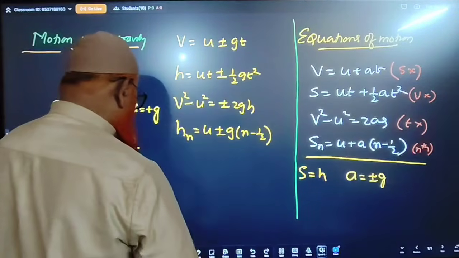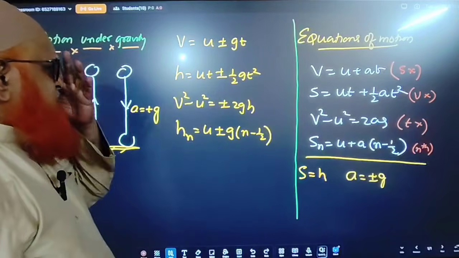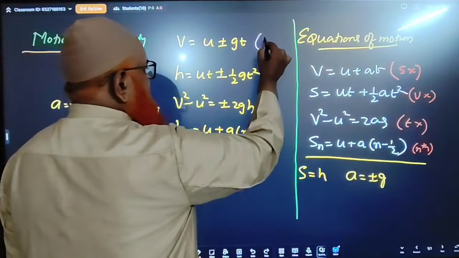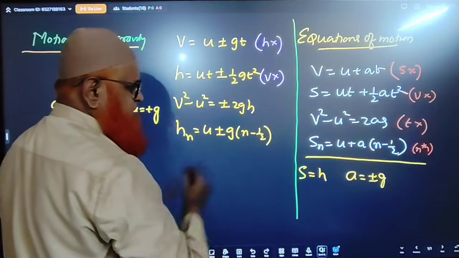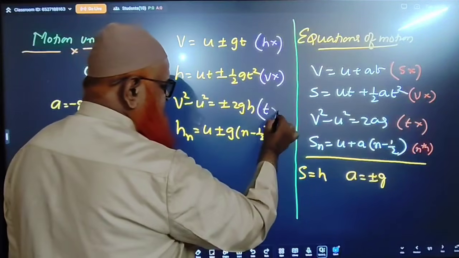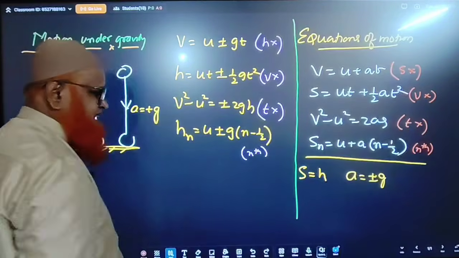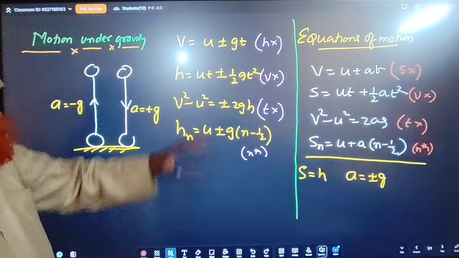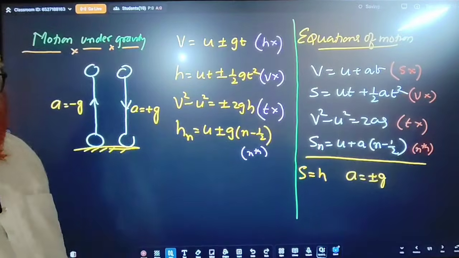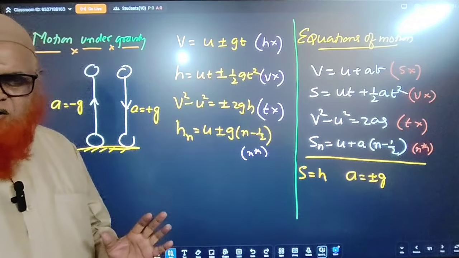Okay, so what is the speciality of each and every formula? We'll discuss that. The first formula does not discuss height. The second formula does not discuss final velocity. The third formula does not discuss time. And this is the formula for nth second. What is the distance traveled in the 5th second, 4th second, 3rd second? So these are the specialities of these formulas. So important, so easy to understand.